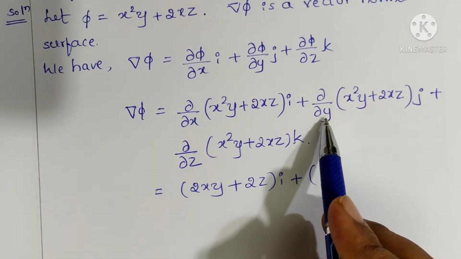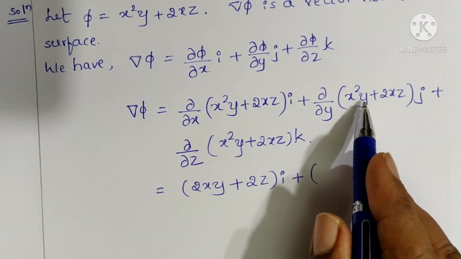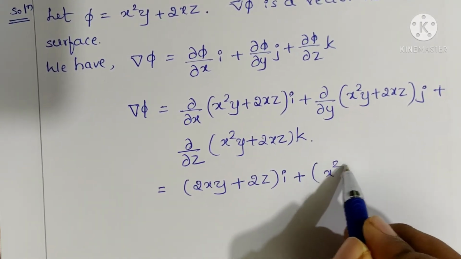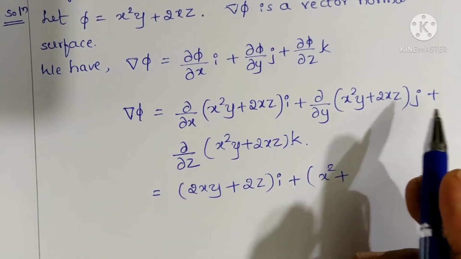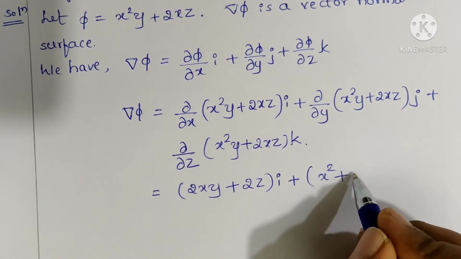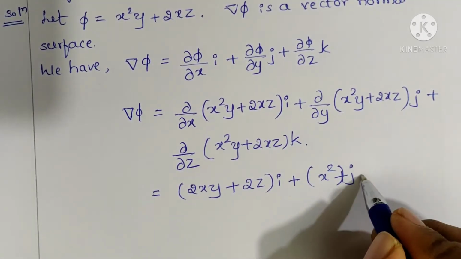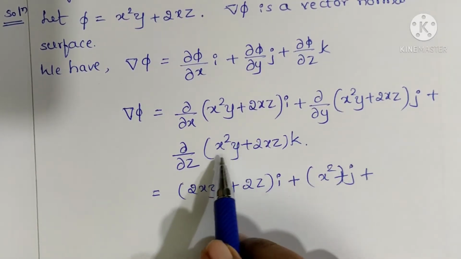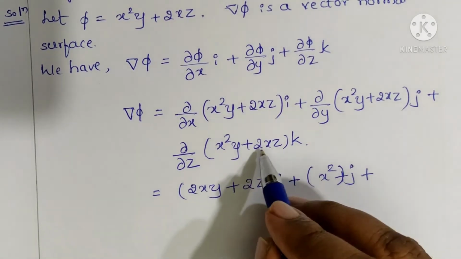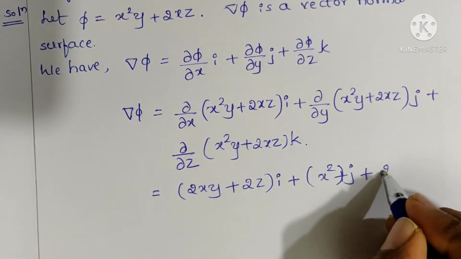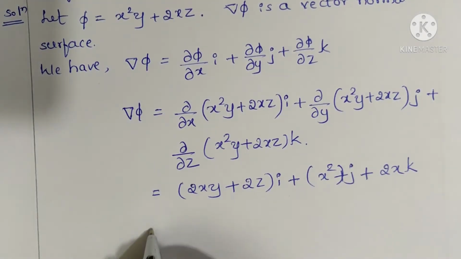differentiation with respect to y now. x and z act as constants. So x square as it is, differentiation of y is 1, so it is only x square. Here we don't have any x, y, so directly you can write x square into j, plus again z. In the first part we don't have any z, so it is 2xz, so you can write it as 2x into k.